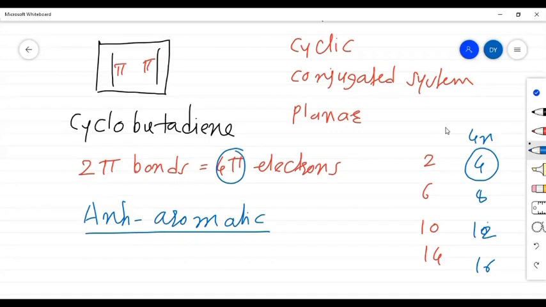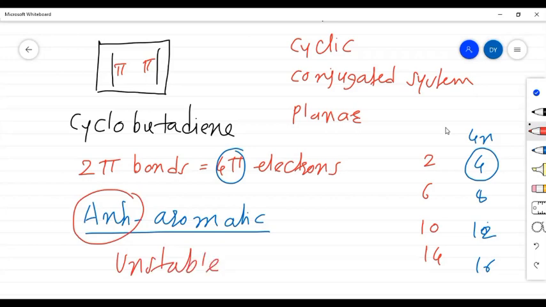Now, anti-aromatic compounds, this anti means it is opposite. It is opposite to aromaticity. Right? Opposite to aromaticity means it is unstable. So anti-aromaticity tells us about the instability of that particular compound. So cyclobutadiene is anti-aromatic, that's why it is unstable. Aromatic compounds are always stable compounds, but anti-aromatic compounds are unstable compounds.